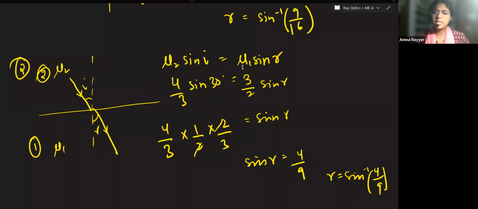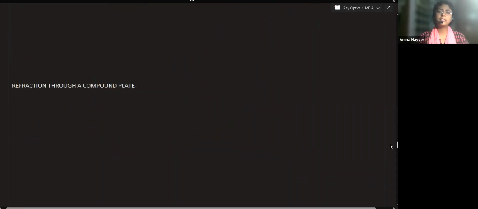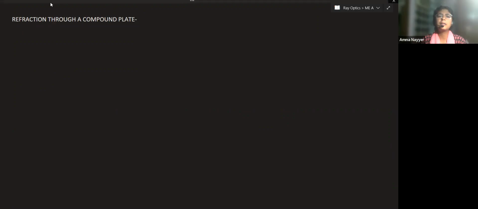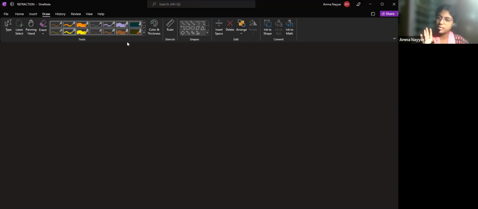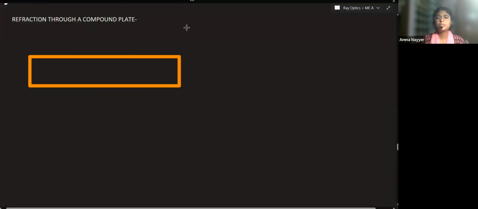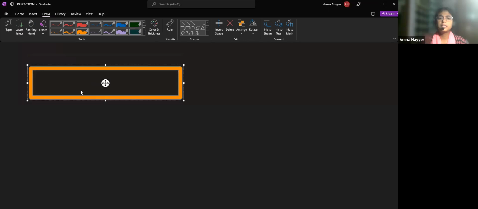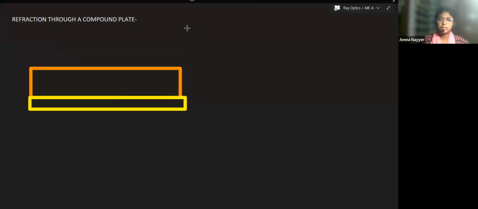So that was about Snell's law that we have completed. Refraction through a compound plate is left. Let's do the refraction through a compound plate. This usually doesn't come in your exam. It can come, it's a part of your syllabus, but most of the time I haven't seen this part coming. The usual application of Snell's law is there, but this topic is rarely asked. But it can be asked.